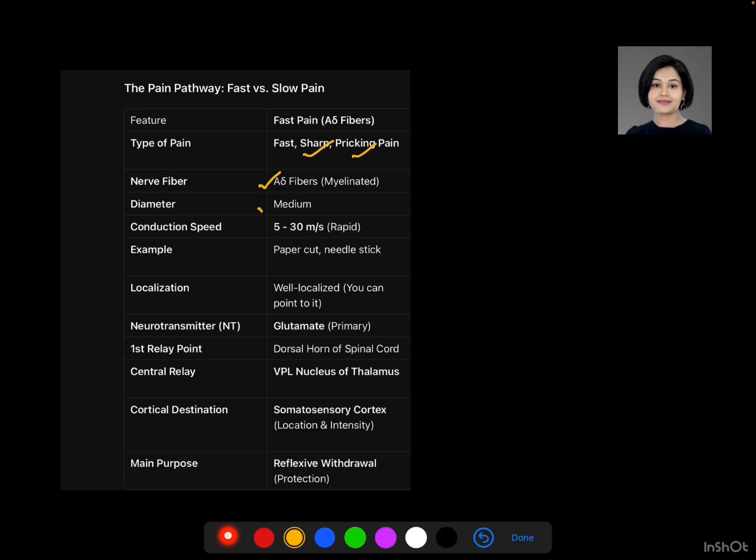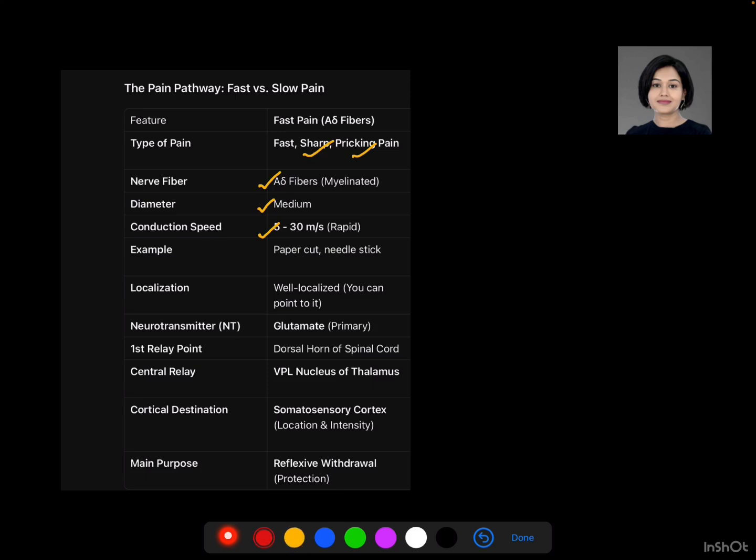And when we talk about the diameter, they are of medium diameter. This is not a very high yield point, but you should know, as the diameter increases, the velocity of conduction increases. So the fibers which are very narrow will carry slow pain, and the fibers which are medium and thick will carry fast pain. So it is medium. Conduction speed is 5 to 30.